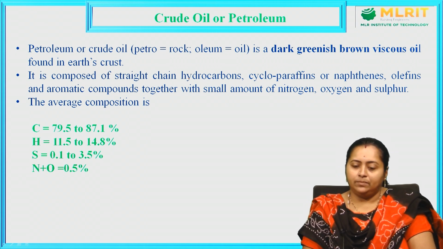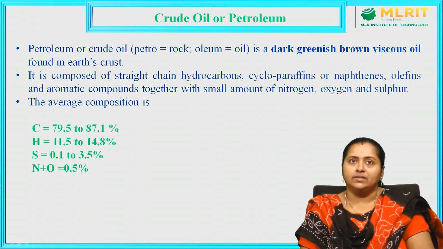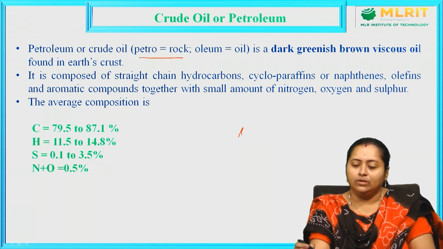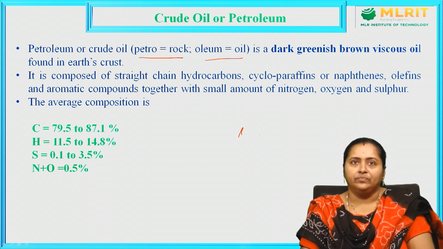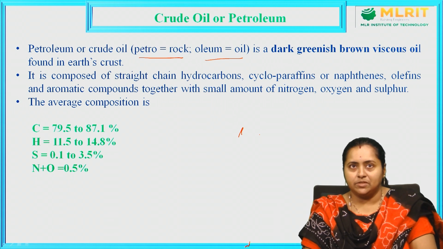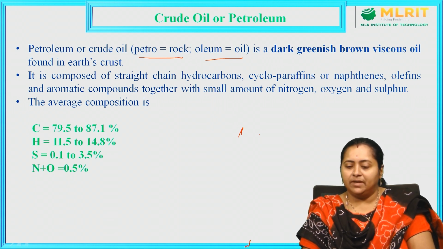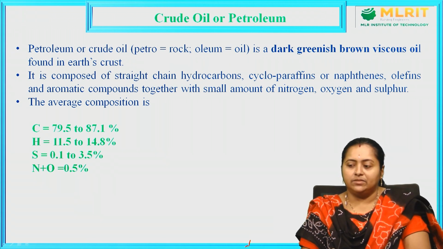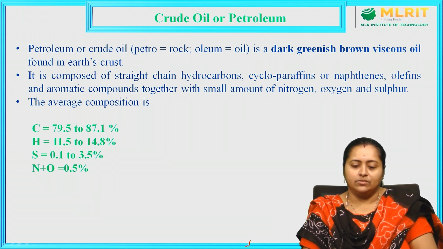Petroleum is a Greek word in which petro means rock and oleum means oil. So, it is considered to be rock oil. That means it is produced due to fossilized matter in the earth's crust. That is why it has another name, rock oil, or simply we call it crude oil. This crude oil is a dark greenish-brown viscous oil that is found in the earth's crust.